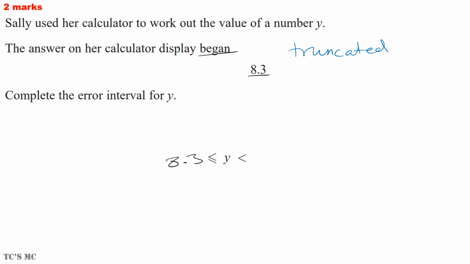It could go up to anything from 8.3 to 8.399999. The quicker way to write that then is to say that y is less than but not equal to 8.4. To get the marks here, you need to have the 8.3 on the left side and the 8.4 on the right hand side. 1 mark for each number in the correct place.